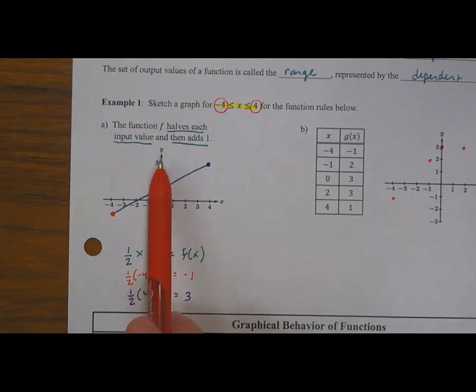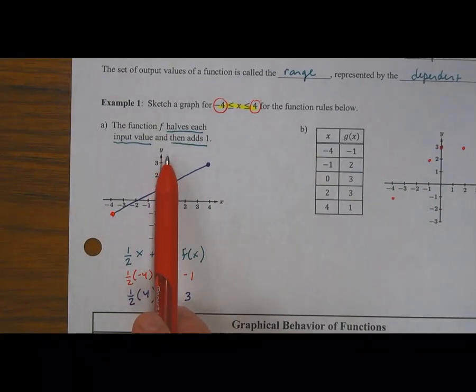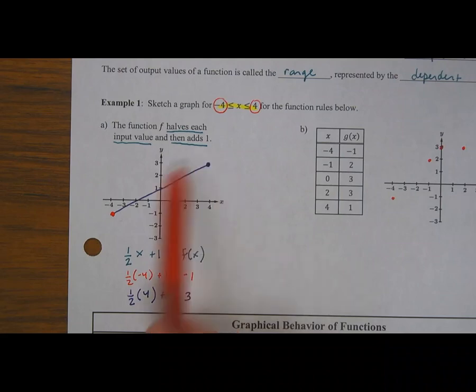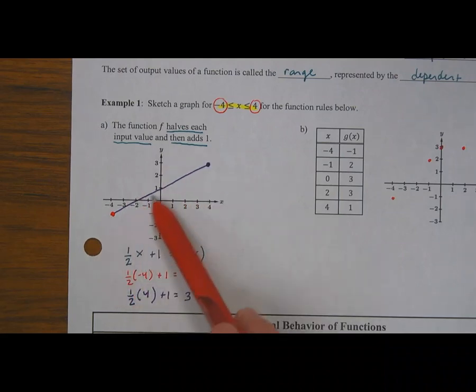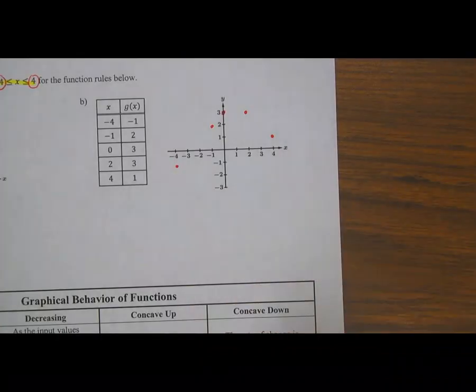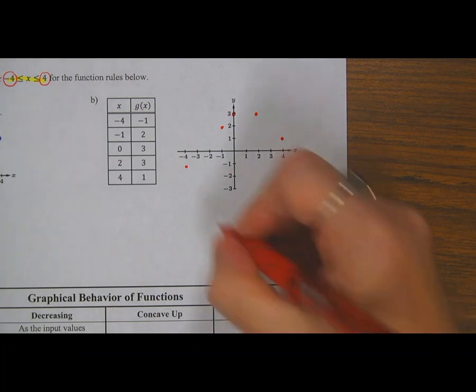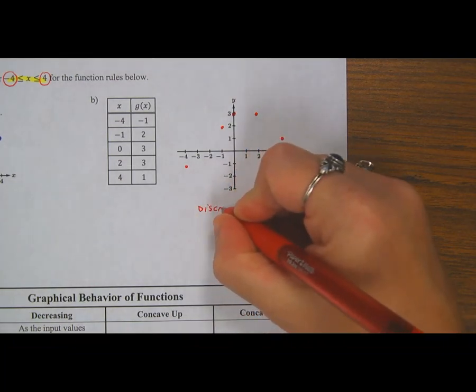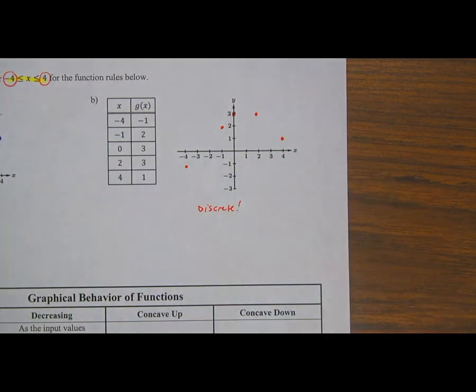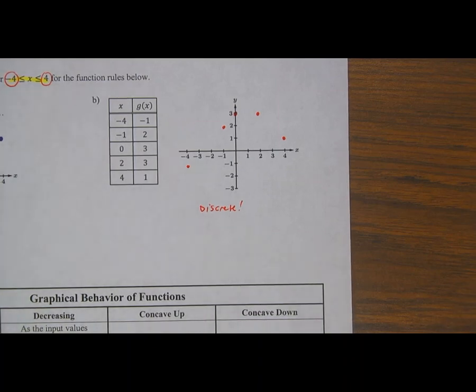Over here it said every single input value is had, and then we add 1. So there's an infinite number of inputs. That's why we connected the dots. This was continuous, where this one is going to remain discrete. So if you want to make a little note, discrete. It's just 5 ordered pairs. So we're finished with that.